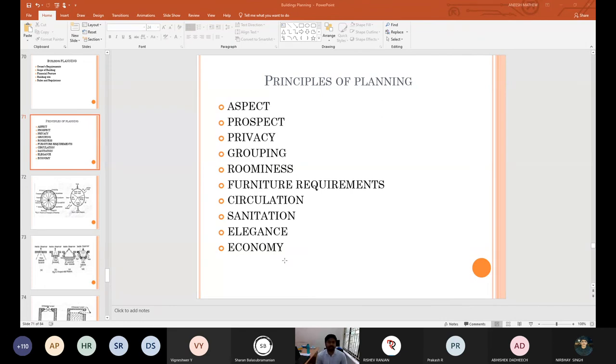So what are the things you can do by economy measures actually? Economy measures means how you can minimize the cost of a building. Because you know that aspect or circulation, the things we discussed, we can't ignore anything because of shortage of funds actually. So how can you minimize the cost? Does anybody have any suggestions? Anything?